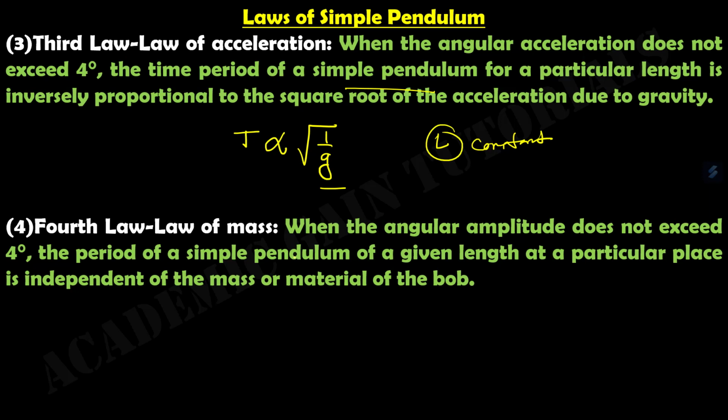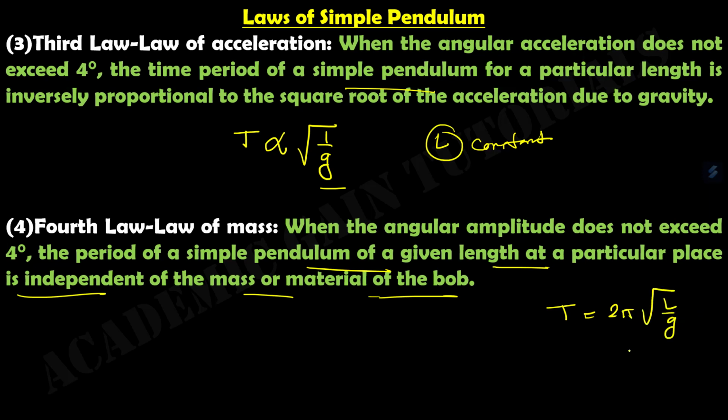So the fourth law is, when the angular amplitude does not exceed 4 degrees, the period of a simple pendulum of a given length at a particular place is independent of the mass or material of the bob. We know the formula of the simple pendulum is T equals 2 pi root over L by g.